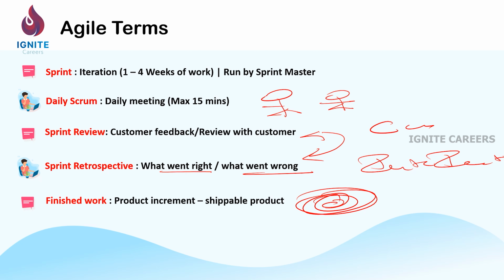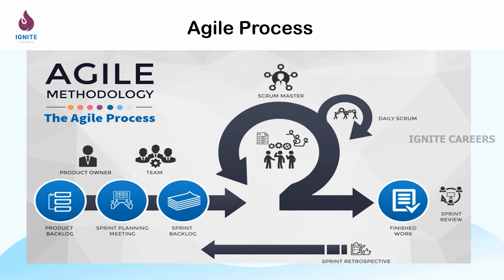Finished work is the simple product increment which is done after the particular sprint. So let's say this is the sprint, and at the end of the sprint we have some portion of work done, right? So this is called the finished work. It's not the entire complete product, but just a portion of the complete product as a whole. So with all these put together, now we will see again the Agile process as a whole.